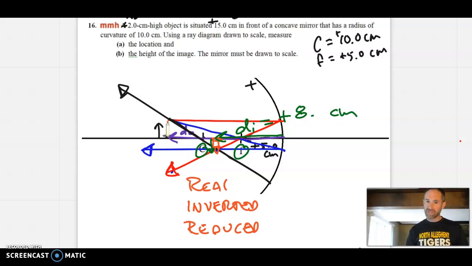Now, we just saw from the simulator that anytime you're outside of the focal point, outside of the center of curvature, the image is going to be reduced. And so this was supposed to be 2 centimeters right here. And even so, I think our picture looks pretty good. 1.5 maybe for height of the image. Time will tell when we get back to the math.